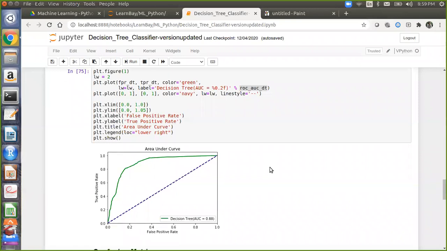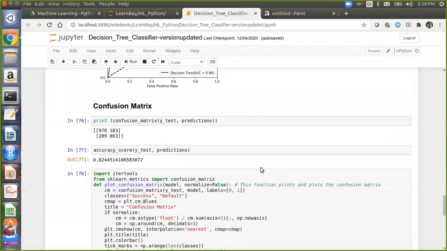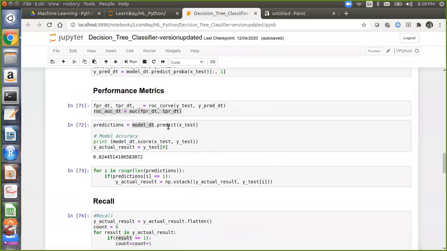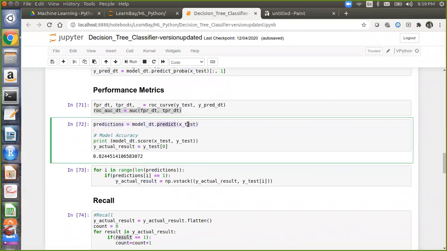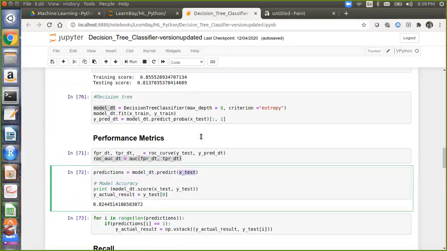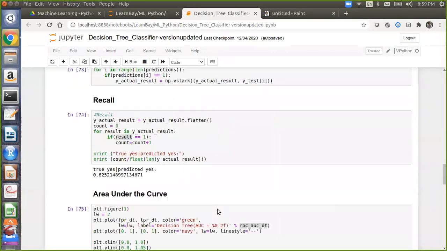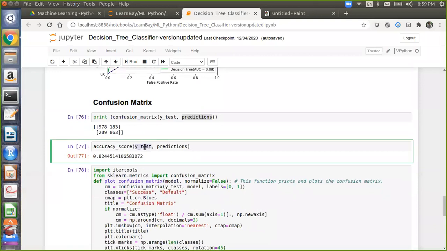Now before this, the confusion matrix. There is simply a function for the confusion matrix where you pass y_test and predictions. y_test are the actual values and predictions are the predicted values. Predictions again come from this model, and the predict function will give you the predictions for x_test. So for prediction you have to pass x_test, which is your features in the unseen data, and you compare against y_test. When you compare y_test and predictions, the accuracy score is 82%, and this is the confusion matrix. 0 predicted as 0, 978. 1 predicted as 1, 863.